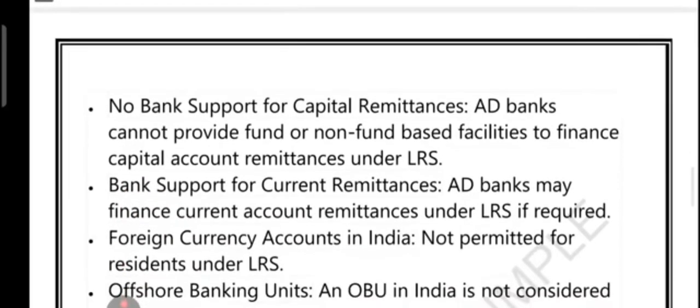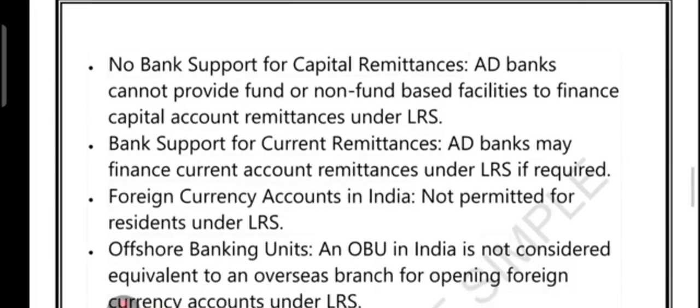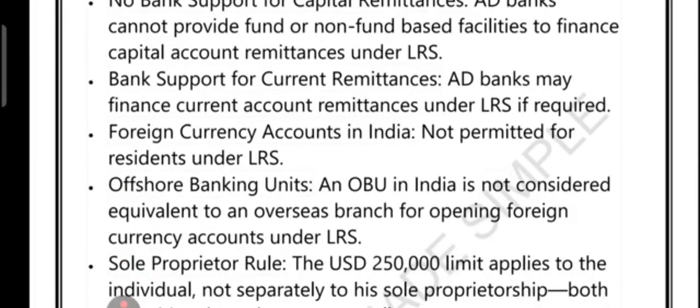Now a bank can't fund your capital account remittance under LRS. Again I am repeating. Suppose you are remitting for a capital account transaction. The bank cannot fund you, the bank cannot provide you a loan. But they can help finance current account remittance like travel. Yes, the bank can help finance current account remittance. This question can be asked: can a bank finance capital account remittance? The answer is no.